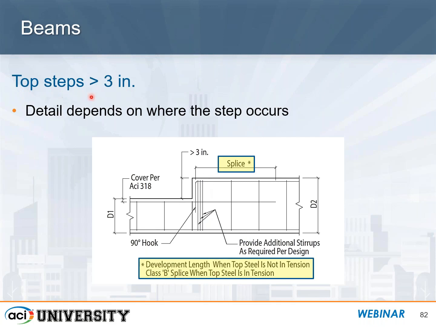As we were saying here, if the top step is greater than 3 inches, the detail depends on where the step occurs. If the step occurs when the top steel is not in tension, then you can provide just a typical lap splice with the bars. However, if that top steel is near the support, then you're going to have to provide something more than just a typical development length. It has to be a Class B lap splice.